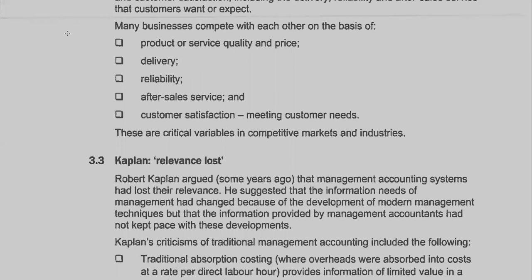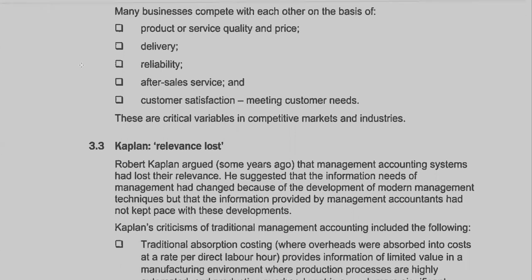So if you want to compete well, you must deliver on time, you must be reliable, you must provide after sales service, keep customers satisfied by meeting their needs, and produce better quality products or service. And the price given should be what can get you the customer, or make the customer stay. That's what we call customer loyalty.